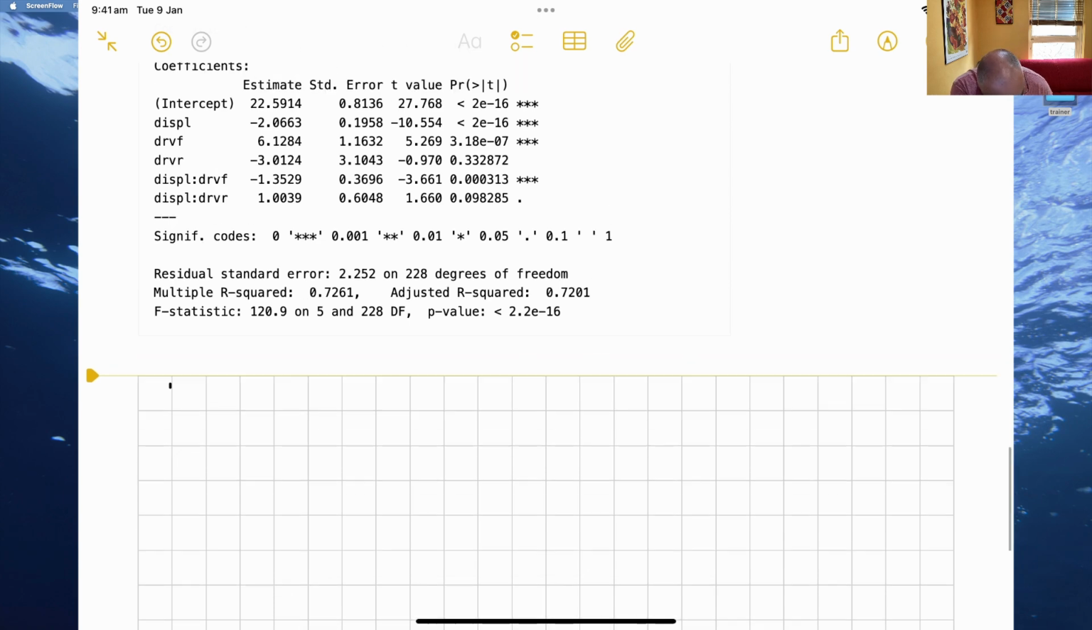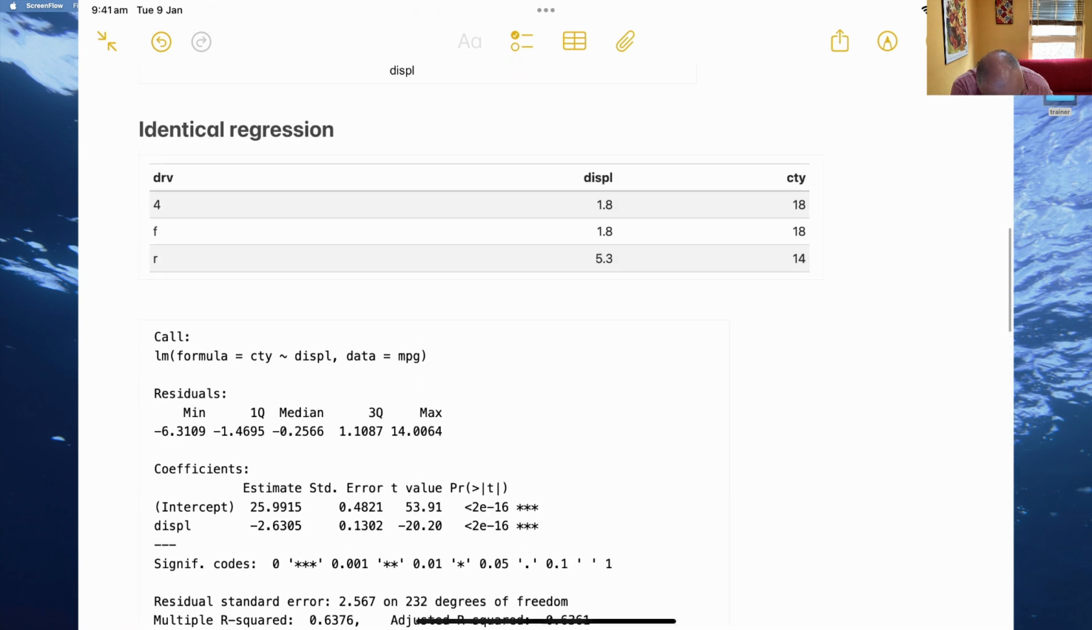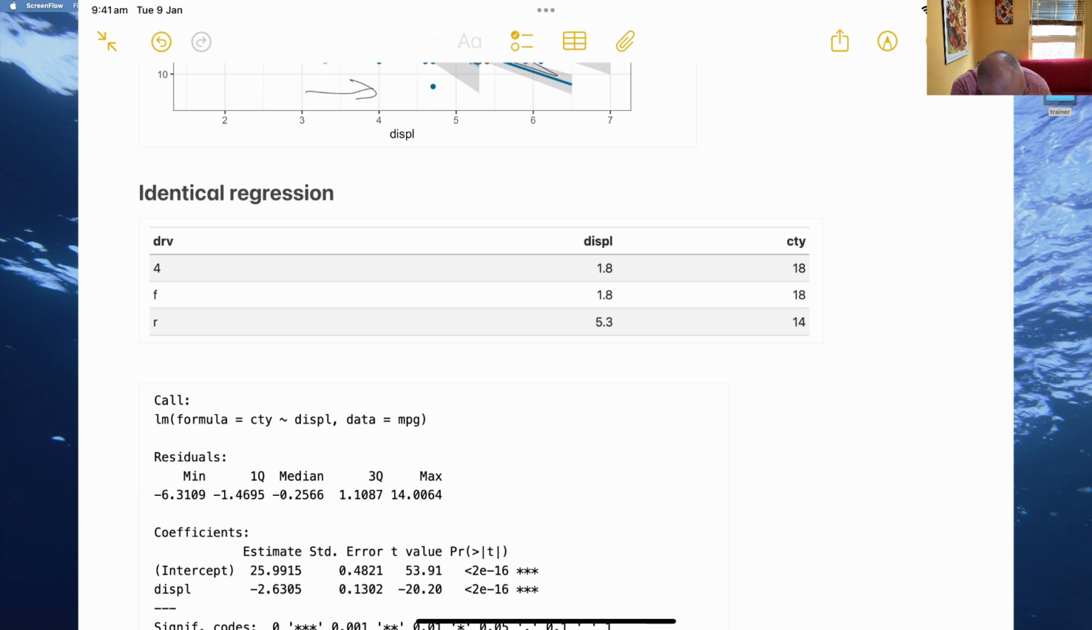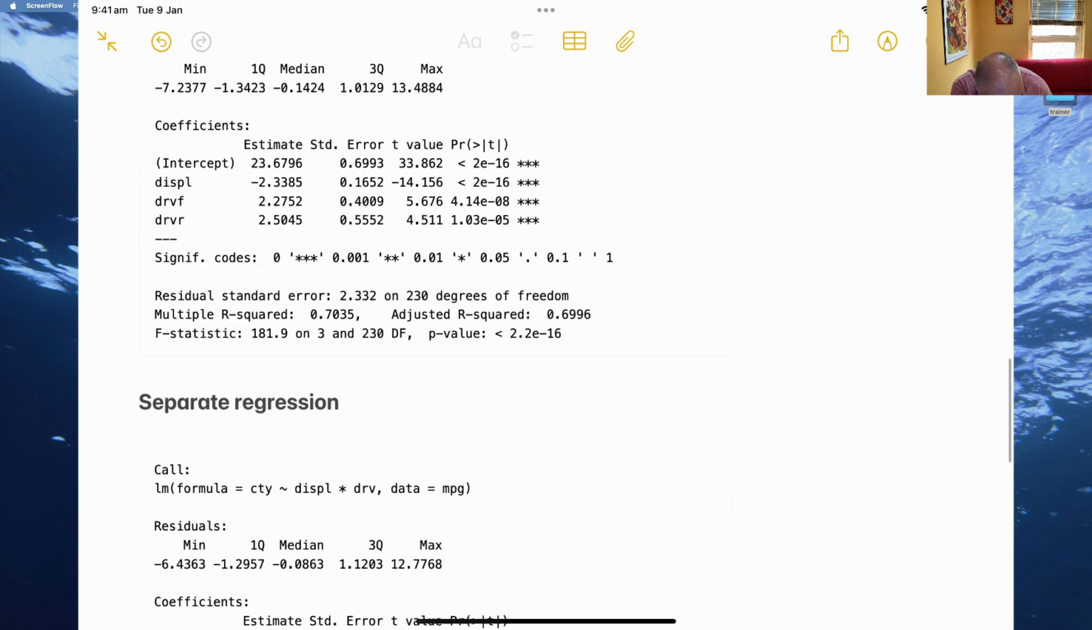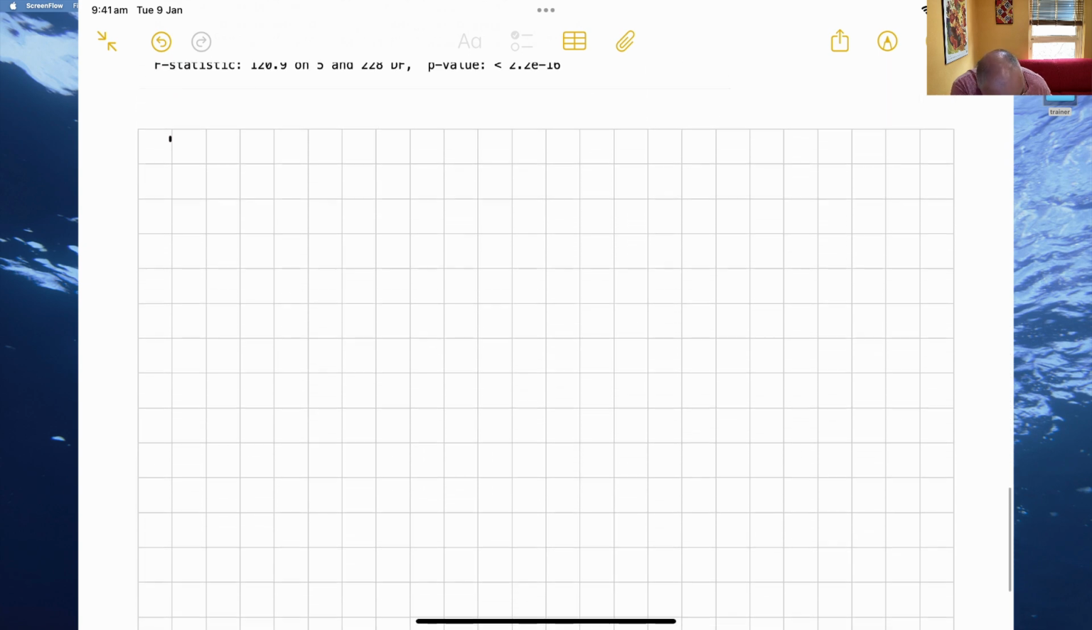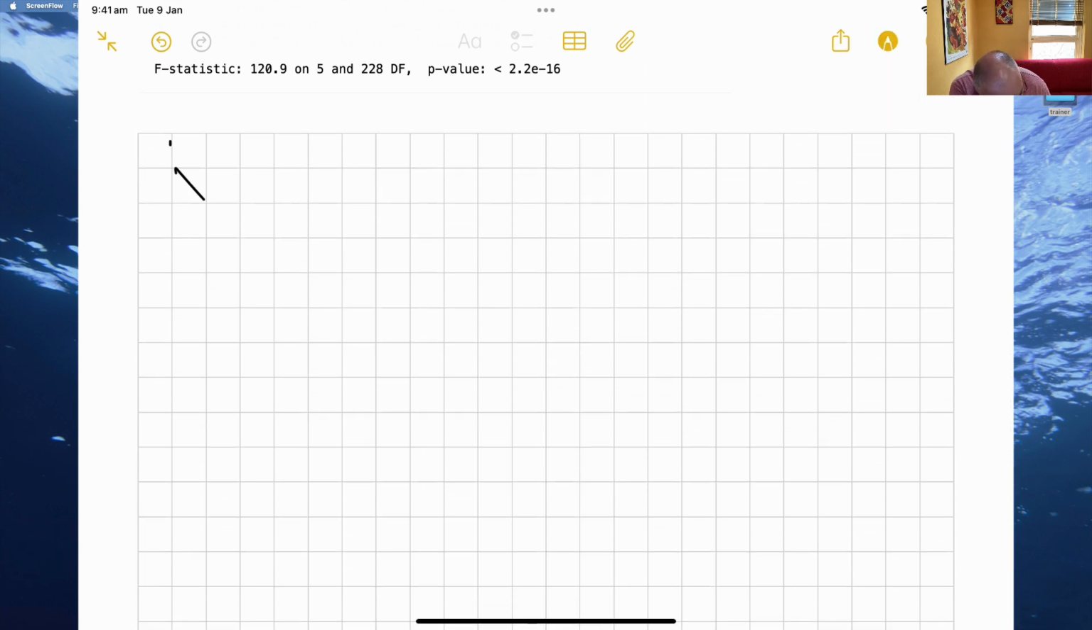So we've got this data. And so the first one is a four-wheel drive. It has this displacement and this CTY. So we only really care about the first bit of data. And it's 1.8, 1.8, 5.3. So let's think about our design matrix, which we normally denote by X. Well, if we were doing these first ones, we always have an intercept. So we'd have a 1, a 1, and a 1.